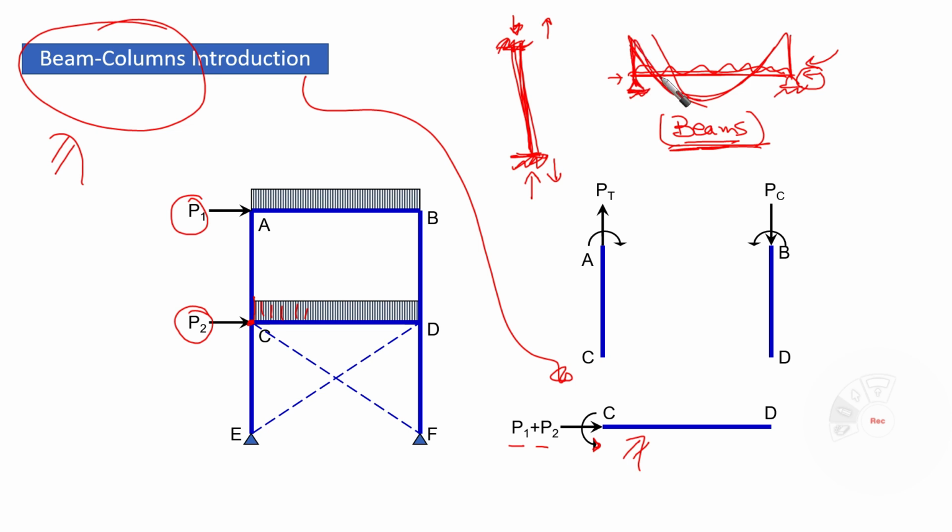But now we are going to talk about another type, which combines both the axial forces and the bending moment at the same time, and we are going to call it a beam column element.